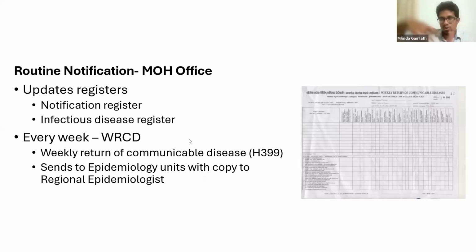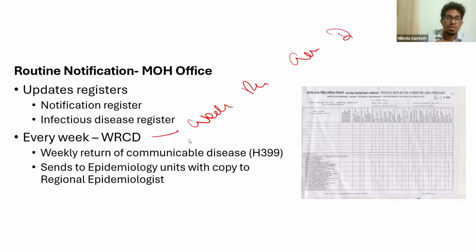And then there's a back notification. It goes back to the MOH, and the MOH has to report to the higher level, the regional epidemiologist and the epidemiology unit. This is done by something called the weekly return of communicable diseases, or the WRCD. If you have a general understanding of that, that would be enough.